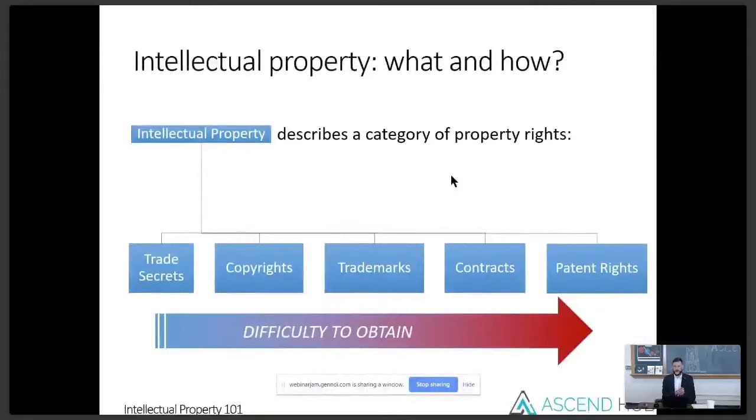So this is where we are in the continuum of difficulty to obtain. And now we're feeling pretty good. We've seen trade secrets, we've seen copyrights, we've seen trademarks, and we've talked some about contracts. Now I'm going to delve into patent rights. And I'm taking a pause here because this next section is a little bit denser than the section that we just finished.